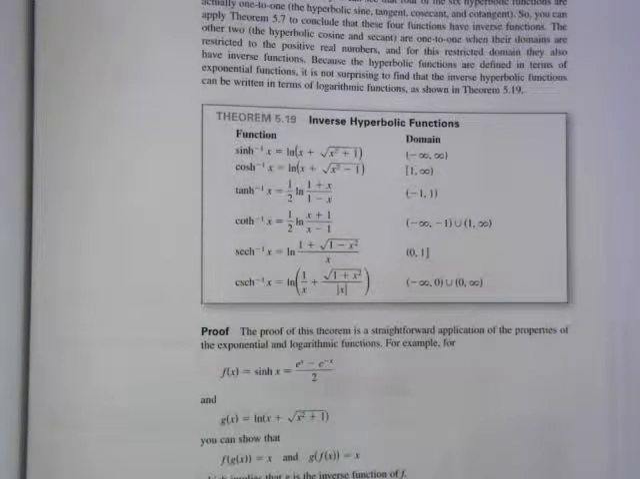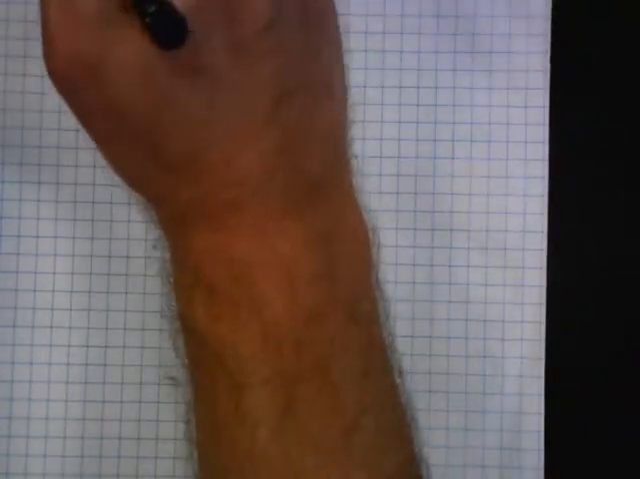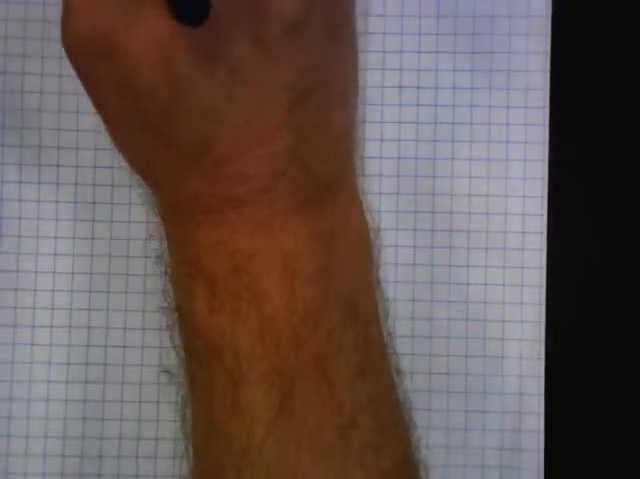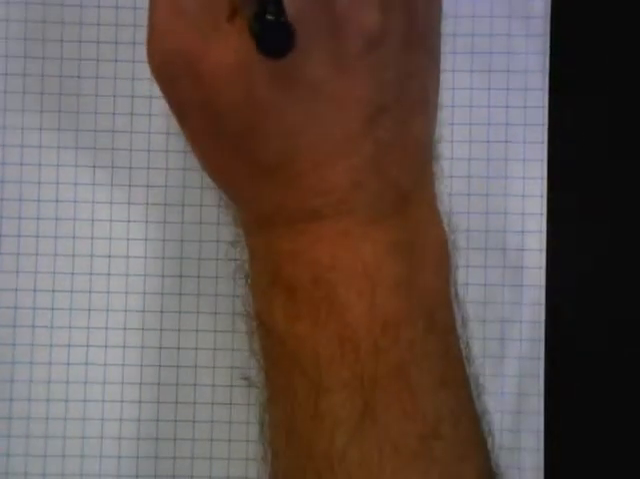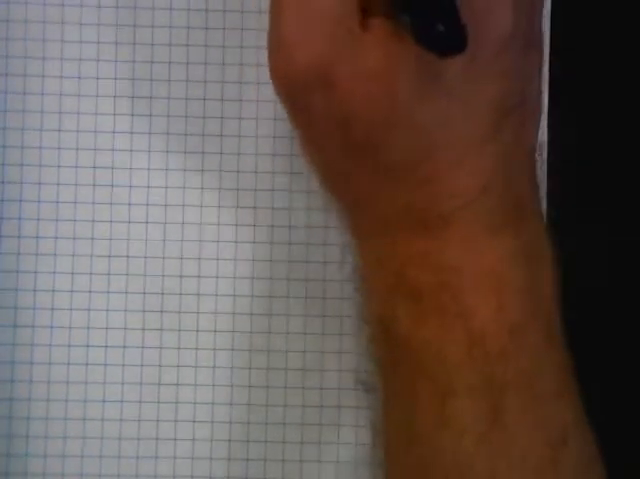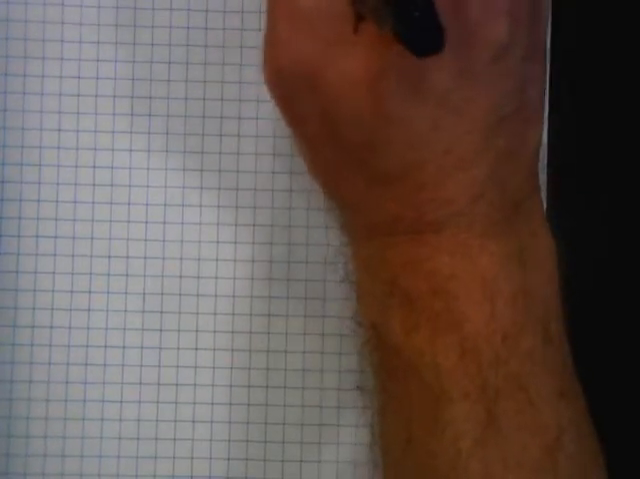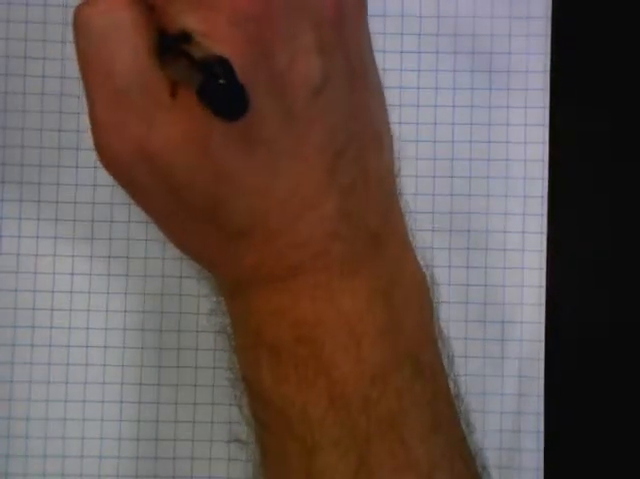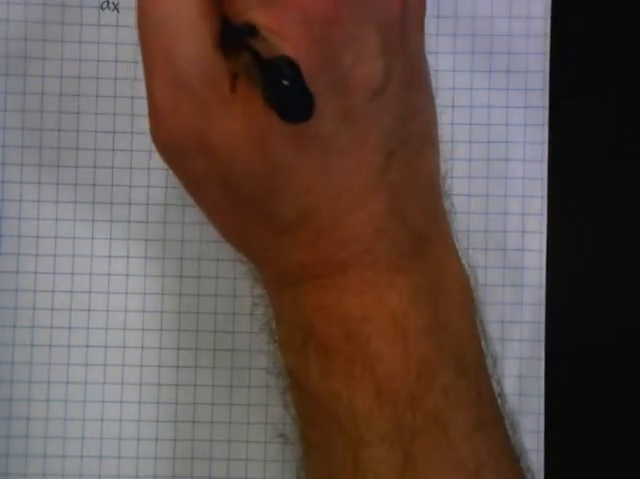Could you now take the derivative of all those functions? I think so. Because if hyperbolic sine inverse of x is defined to be ln of x plus the square root of x squared plus 1, could you take its derivative?